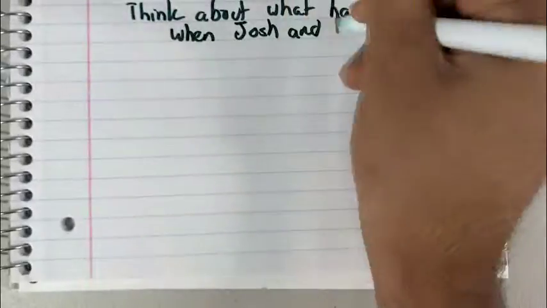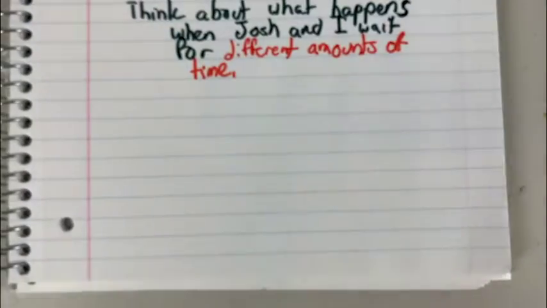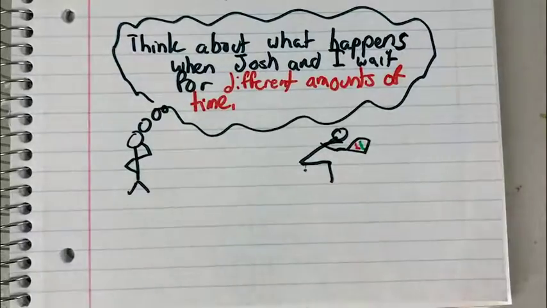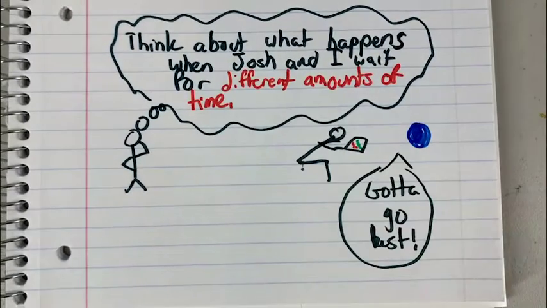As the best learning happens when you figure it out for yourself, I want you, the viewer, to think about what happens when Josh and I wait for different amounts of time. Think about that while I labor away on the next video in the series where I write super fast again.